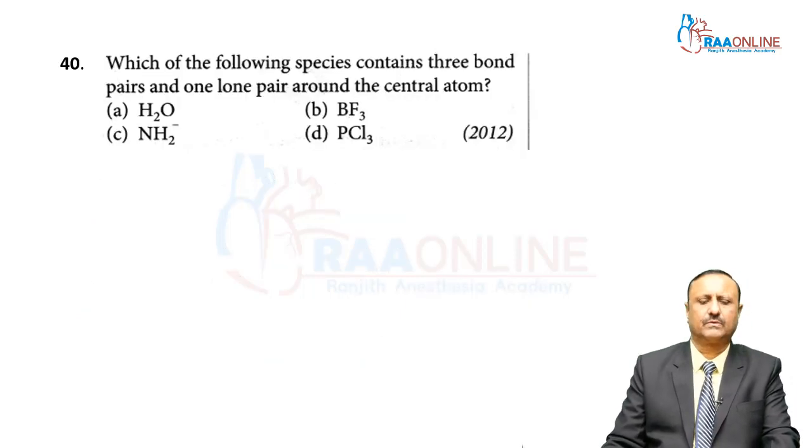Now my dear students, we can go to question number 40. Which of the following species contains 3 bond pairs and 1 lone pair around the central atom?